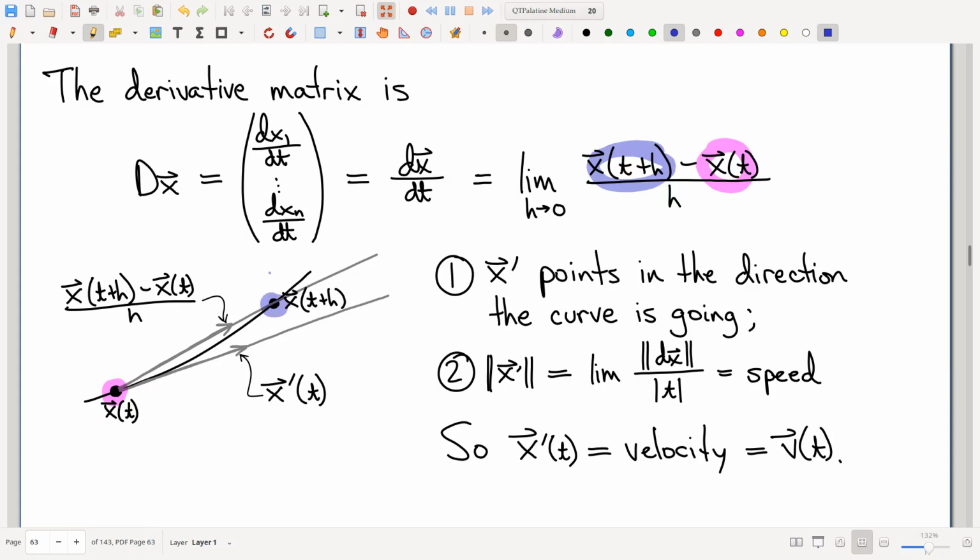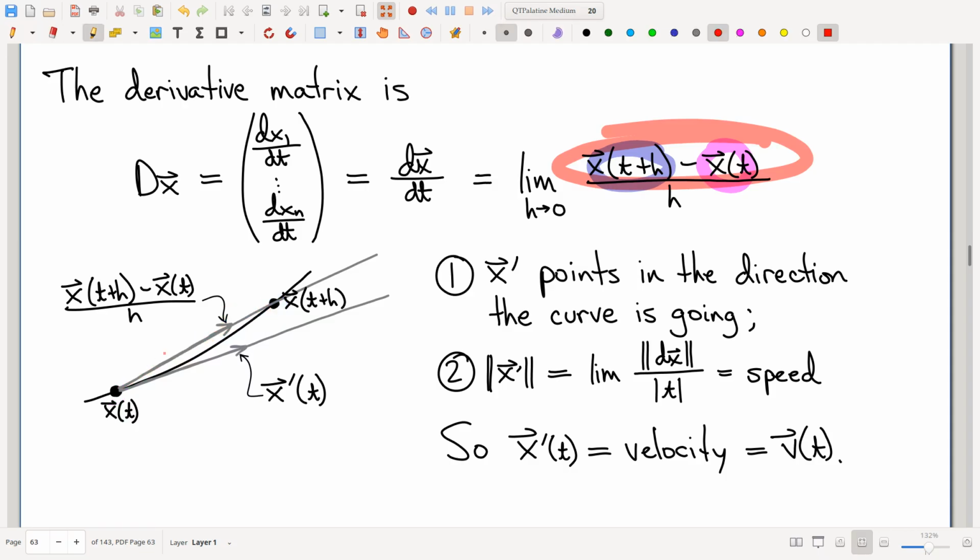H seconds later, perhaps, right? And then if we say, okay, well, what's the difference of those? Well, the difference is what you might call a secant vector. Y'all may recall the term secant line from single variable calculus. Well, this is a vector because it's a difference of two position vectors. Alrighty, and then we're going to take a limit as h approaches 0.